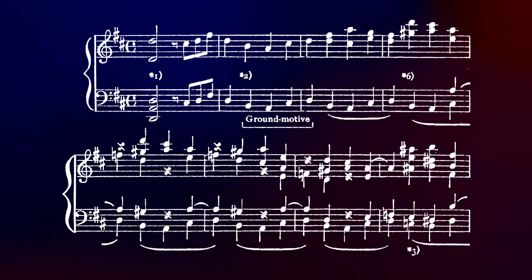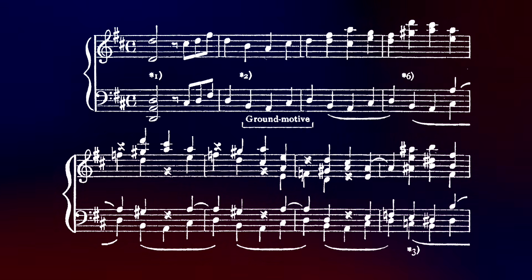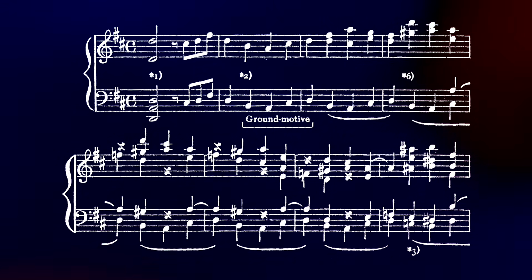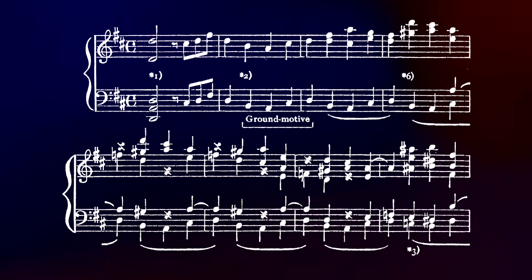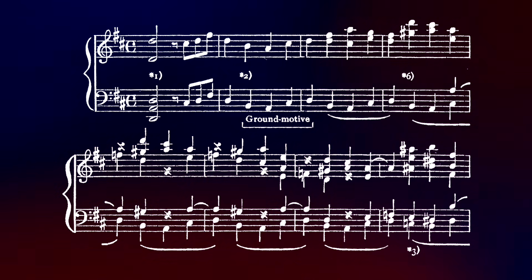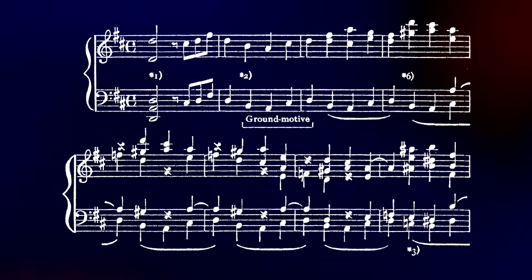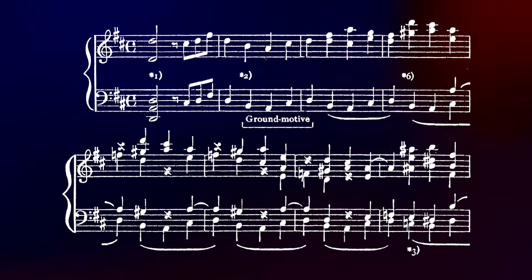But what sets the ground motif apart from the type of motif used in, say, the inventions or preludes of Bach is that, unlike motifs which are tossed around between different voices and parts, the ground motif tends to stay rooted in a single voice, most often the bass. Hence the name, not just ground as in bassline, but ground as in foundational or structural. A fantastic example of a ground motif is found in the finale of Brahms' First Symphony.